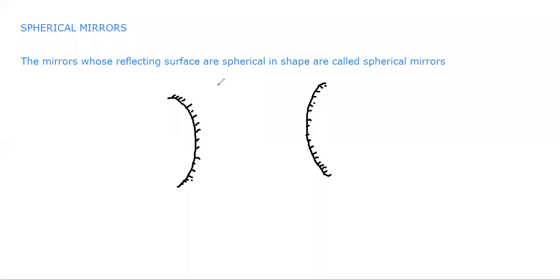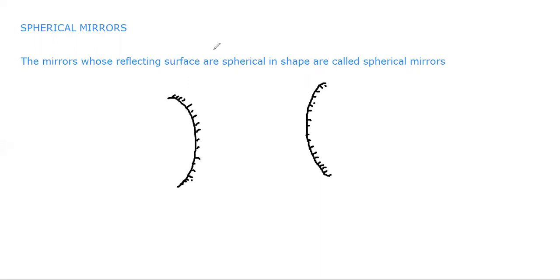So, in spherical mirrors, the reflecting surface can be either inwards or outwards. These dotted or dashed lines are the silvered part of the mirror. So this part, that is the inner part, is the reflecting surface. In this case, the outer part is the reflecting surface and the inner part is silvered. So spherical mirrors can be of these two types: either the reflecting surface is inwards or the reflecting surface is outwards.